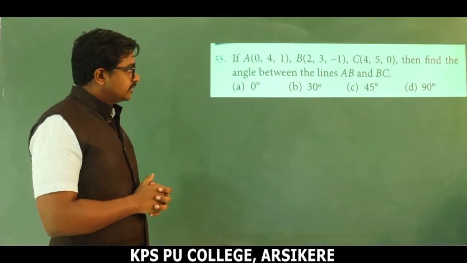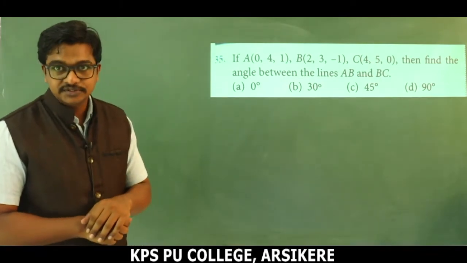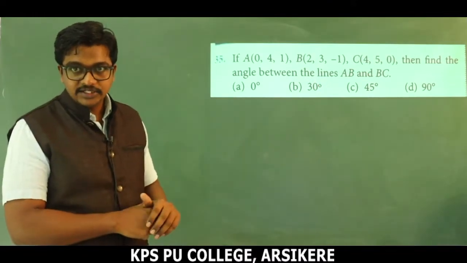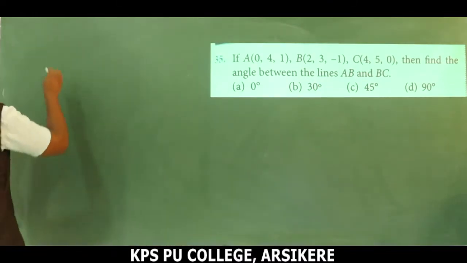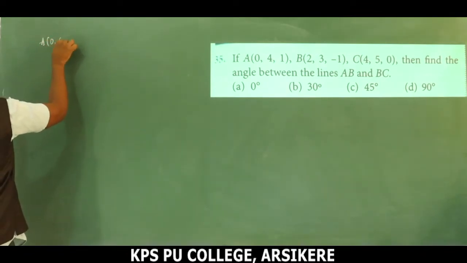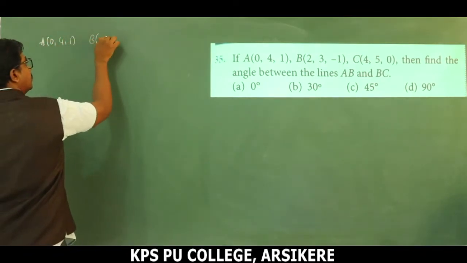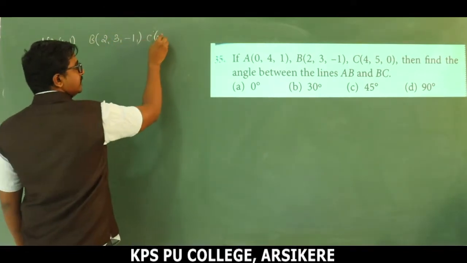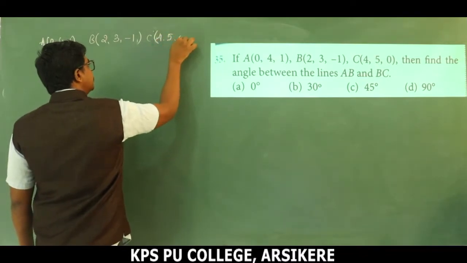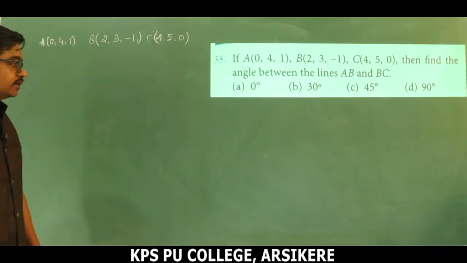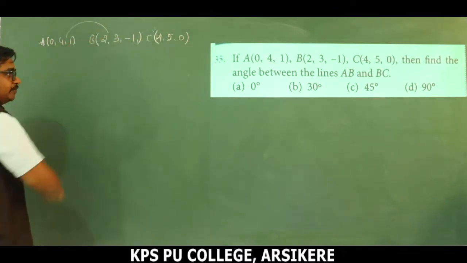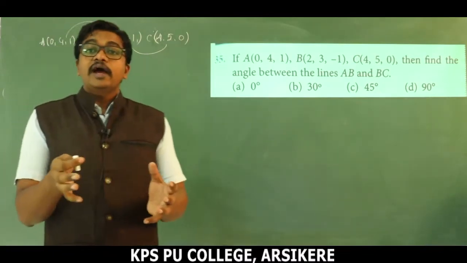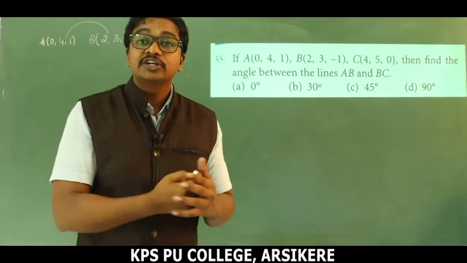Before going to that, just find the direction ratios of the line passing through these 2 points A and B. Take the point A as (0, 4, 1), B as (2, 3, -1) and C as (4, 5, 0). These are the given 3 points. So first we have to find the direction ratios of AB, then BC. How do we find the angle between them when direction ratios are given?